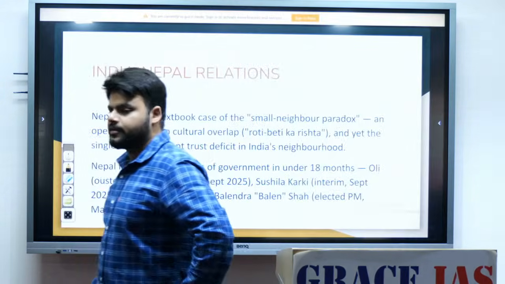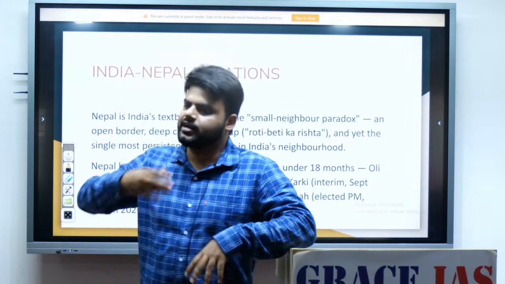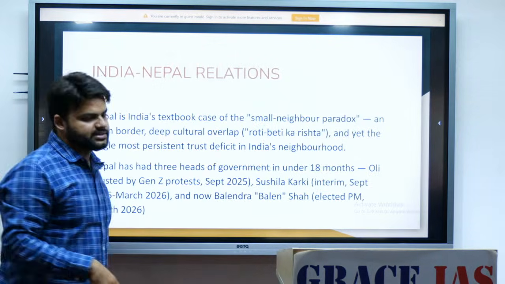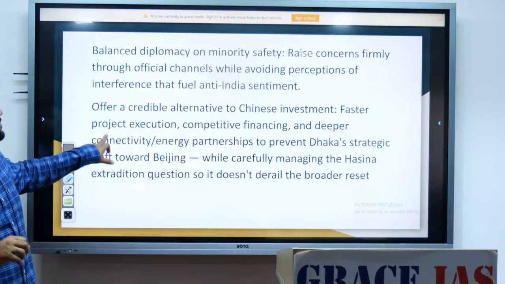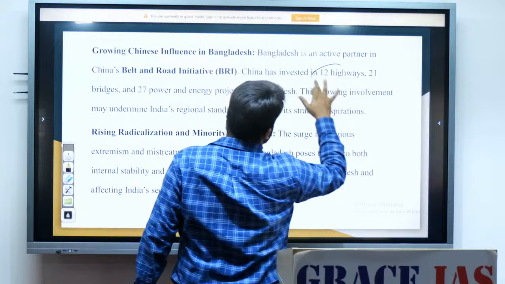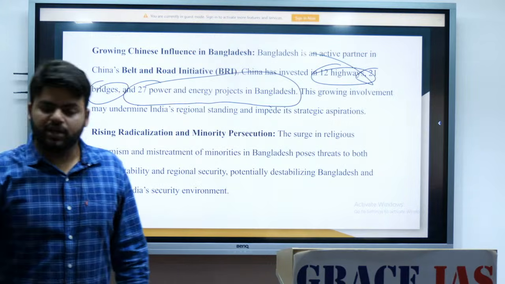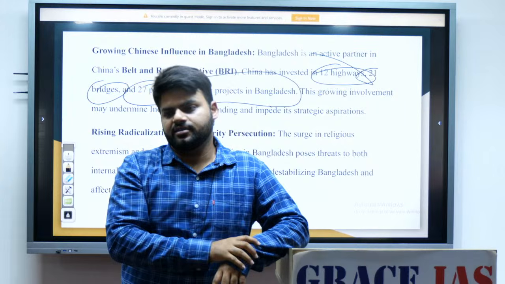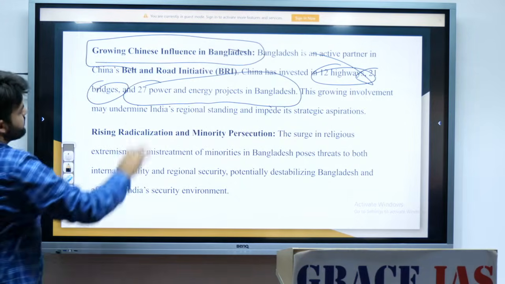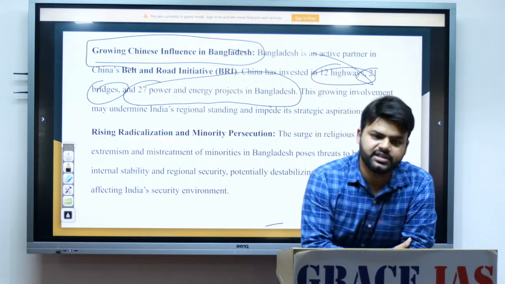Also, yesterday we read about the Belt and Road Initiative. We discussed China is investing in every country. It wants its presence to be there in every country. In Bangladesh also China has invested a lot. How much has it invested? Wait, I'll tell you. China has invested in 12 highways, 21 bridges, 27 power and energy projects in Bangladesh. So now Bangladesh has a dependency on China, and it is a problem for India. Fine. So growing Chinese influence in Bangladesh is another challenge. So these are some challenges as far as the India-Bangladesh relationship is concerned.